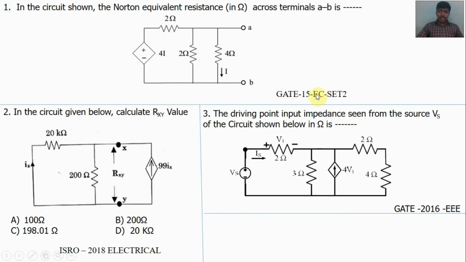The first question is asked in GATE 2015 EC department examination. The second question is ISRO 2018 electrical department. Third question is GATE 2016 electrical department examinations. The same type of question is asked in electrical, EC and instrumentation. So this type of concept is very much important for electrical, EC and instrumentation people.